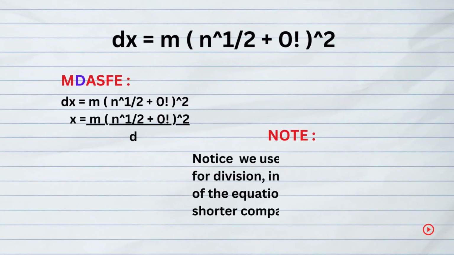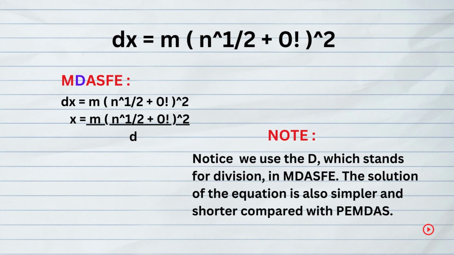Now if we use MDASFE, the solution will be faster and easier. Thus, again, if we use the original equation, d times x equals m times [square root of n, plus 0 factorial], raised to the power of 2. By following the order of multiplication and division, instead of parenthesis and exponent, yields us to x right away, where x is now equal to m times [n plus 2 square root of n plus 1], divided by d. Notice that we use here the D, which stands for division, in MDASFE. The solution of the equation is also simpler and shorter compared with PEMDAS.